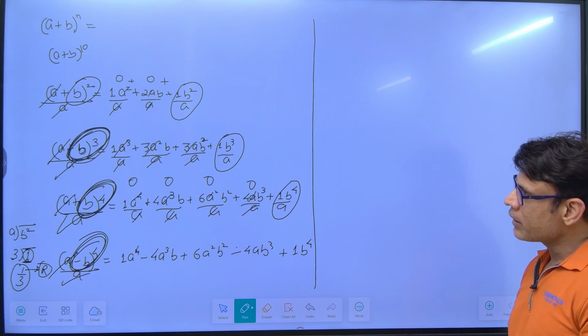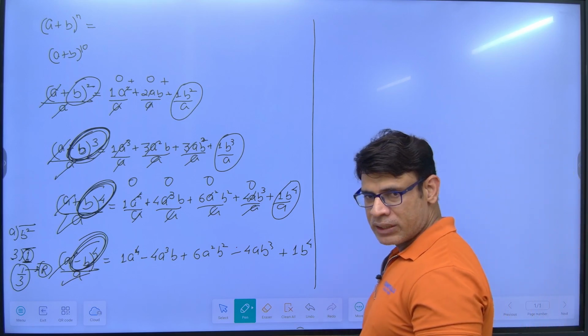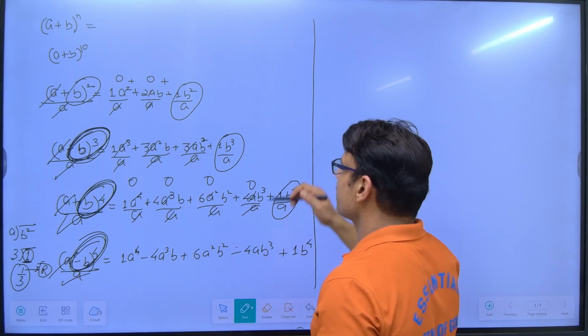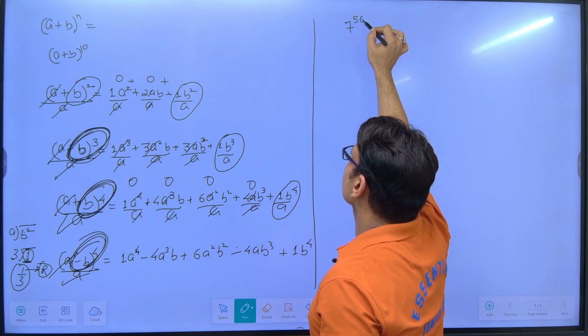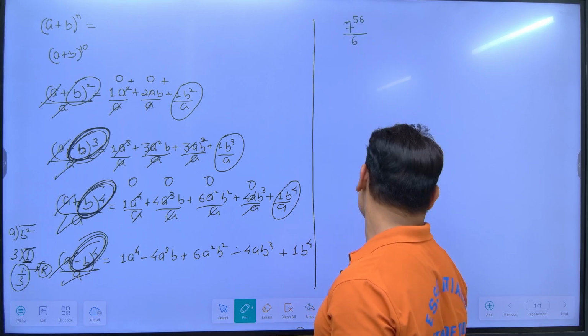अब एग्जाम में द टाइप ऑफ क्वेश्चन यू गेट, आई एम जस्ट टेकिंग वेरी सिंपल एग्जाम्पल, फॉर योर understanding. Suppose I have 7 raised to power 56 divided by 6, and if I ask you to find out the remainder.